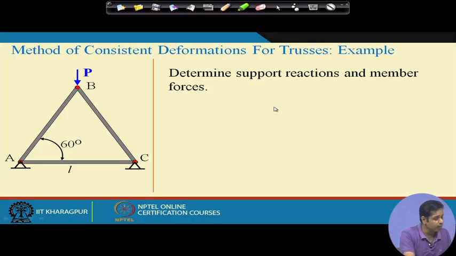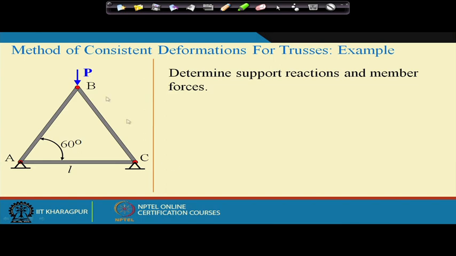This is probably one of the very simplest examples. If you remember, when we discussed analysis of statically determinate trusses, we also started with the same example, but in that case the structure was statically determinate. In this case it is an indeterminate structure, which we can easily identify by just looking at it. The number of support reactions provided here is 4, but for stability we actually need only 3. One hinge support and one roller support would have been enough, but instead of the roller support, an additional hinge support is provided. So it is an indeterminate structure.